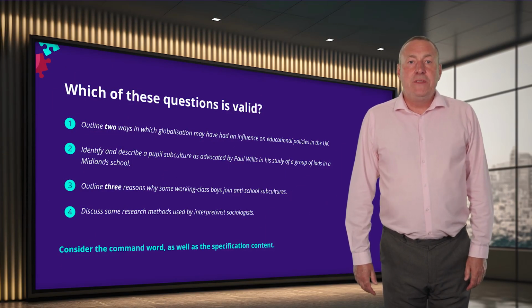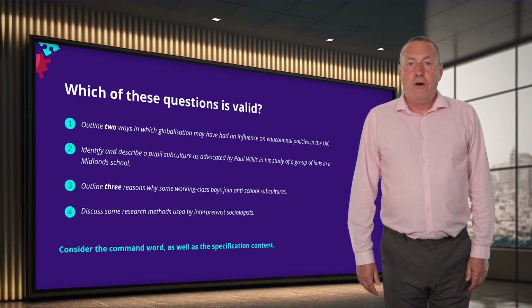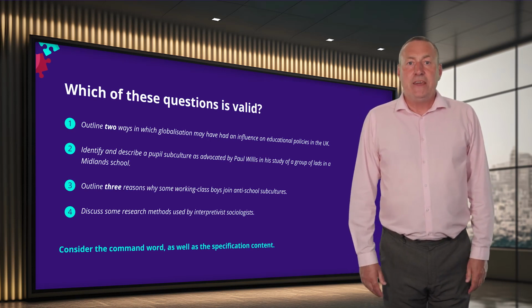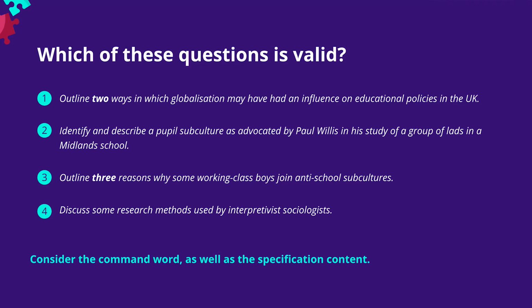Consider whether any of these questions are valid. It is worth remembering that the format of the papers for A-level sociology does not change year on year. So, for example, question 1 on paper 1 will always be the same command word, same assessment objective, and the same mark tariff. You should consider whether the command word is consistent with what we use in A-level sociology, and you should also consider whether a given topic is covered in the specification.